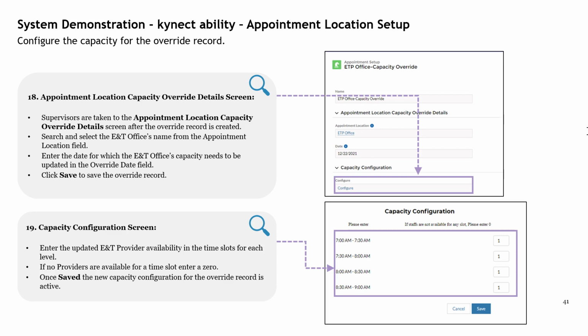On the capacity configuration screen, enter the updated ENT provider availability in the time slots for each day. If no providers are available for a time slot, enter a 0. Once saved, the new capacity configuration for the override record is active.